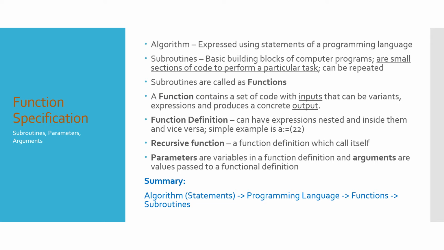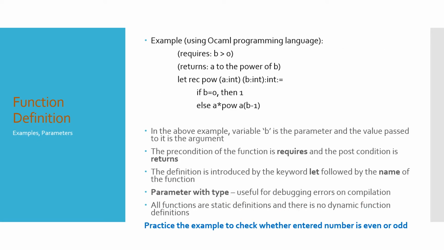So every parameter will have an argument, and without an argument you cannot get a concrete output. So that's simple as function. Hope that's clear. So let's move on to the next one. I've given some more examples. Obviously, I've used the OCaml programming language because that's quite commonly used in your books.